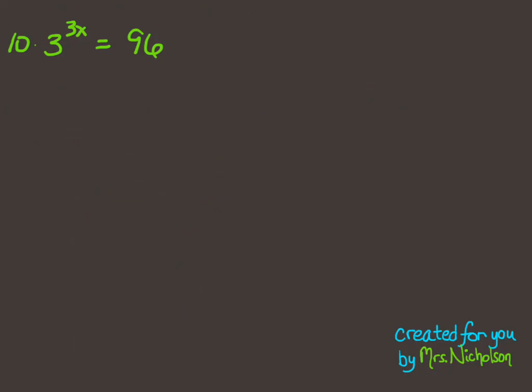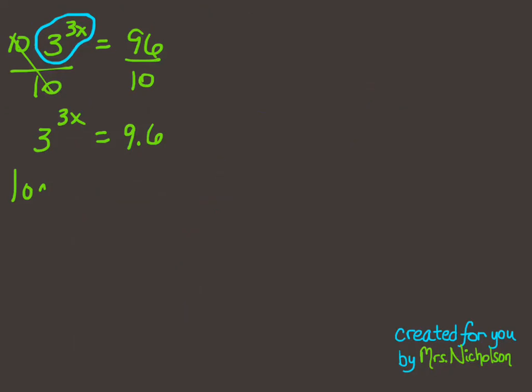So I do have an exponential again, but in order to use a log to undo that exponential, I need to have the exponential, the base and the exponent, all by itself, with nothing else being added or subtracted or multiplied from it. I need to have this expression by itself. And since I'm multiplying by 10, what I'm going to do to get that by itself is divide by 10. I'm going to undo the multiplication with division, divide by 10 on both sides, and now I have 3 to the 3x is equal to 9.6. Now I have the exponential by itself, and at this point I can use a log to undo the exponential.